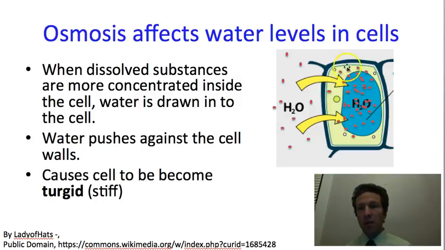This is going to continue until the cell reaches its maximum volume, and you can see that the cell walls here are now pushed outward. This is going to cause the cell to become stiff, very much like if you filled a balloon with water, the balloon would become stiff as you filled it. And when the cell is stiff, we can refer to it as being turgid, which is a synonym.